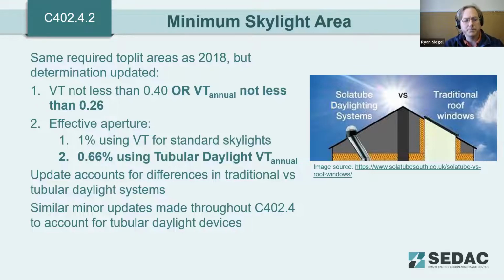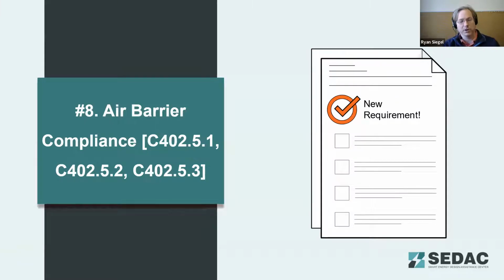And similarly, for standard skylights, they had a specific threshold, and now they've added a requirement for tubular skylights, as we're seeing more and more of those coming in as the costs come down and the detailing requirements get easier on some of those. And as people have realized the benefits of bringing in more and more daylight on occupants, there's been a push towards that. So, air barrier compliance.